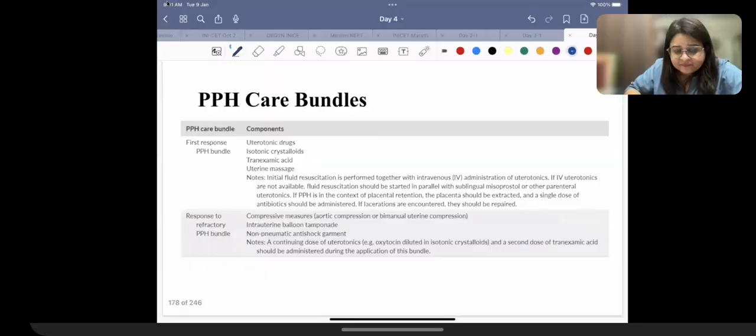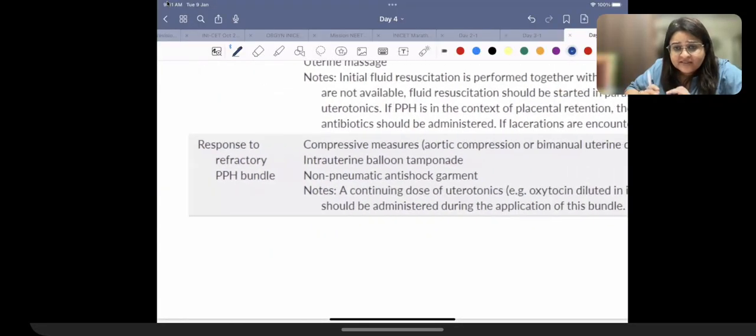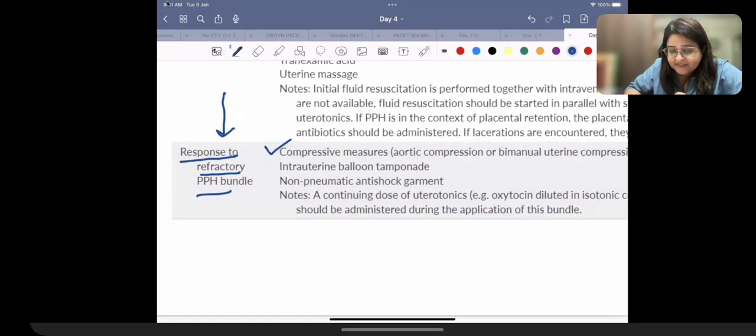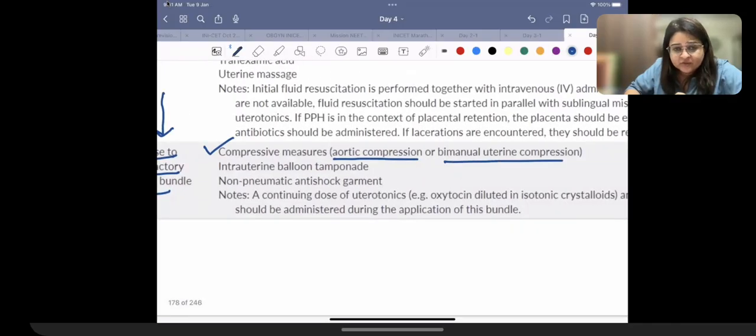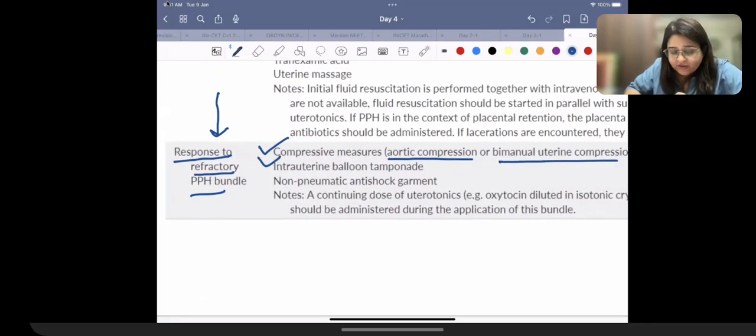Then comes the second bundle. What is the second bundle? Second bundle is response to refractory PPH. मतलब इससे भी bleeding continue हो रहा है, फिर क्या करना है? Then you have to initiate the response to refractory PPH bundle. That is compressive methods, either aortic compression or bimanual uterine compression or intrauterine balloon tamponade.